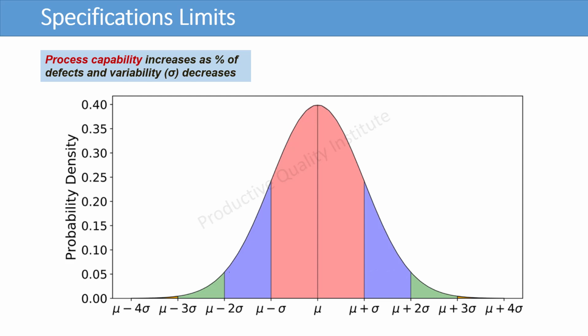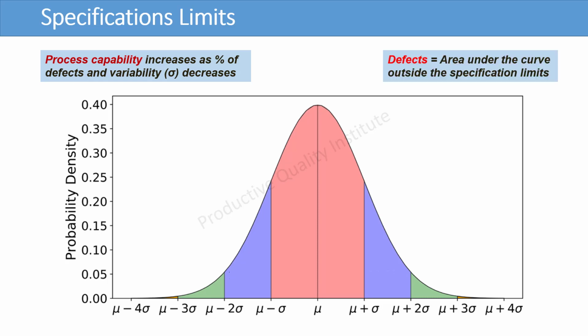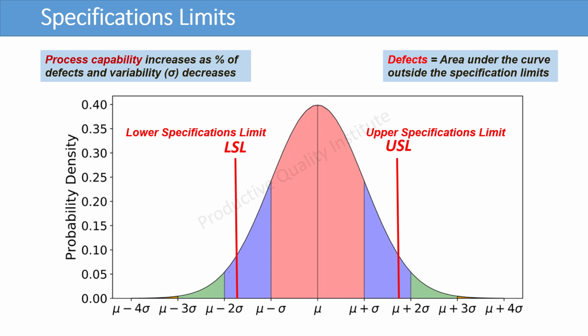Process capability increases as the percent of defects and the variability, sigma, decrease. Defects are the area under the curve outside the specification limits: the lower specification limit and the upper specification limit. The area under the curve outside the upper specification limit is considered a defect. The area under the curve outside the lower specification limit is considered a defect.